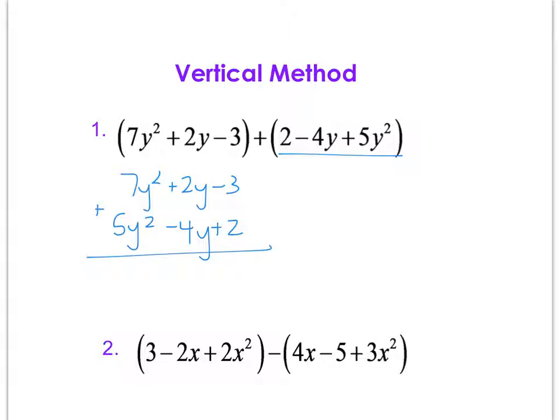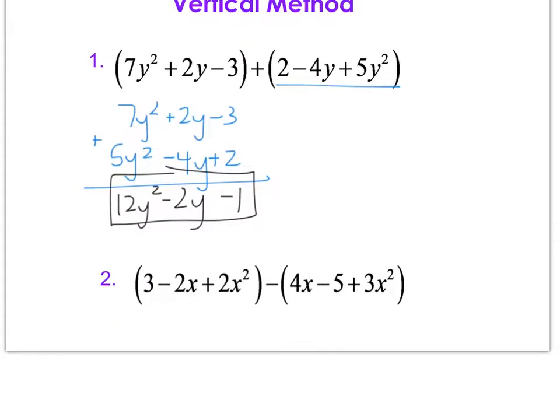And now I'm going to go ahead and add these vertically like I would with just integer value numbers. So negative 3 plus 2 is negative 1. 2y minus 4y, or plus negative 4y, is negative 2y. And 7y squared plus 5y squared is 12y squared. And now your answer is already in standard form, so you don't even have to worry about rearranging anything. It's all ready to go.